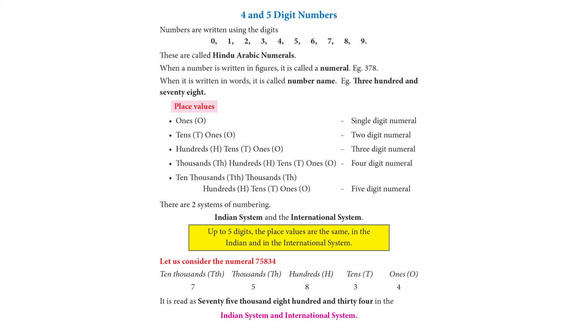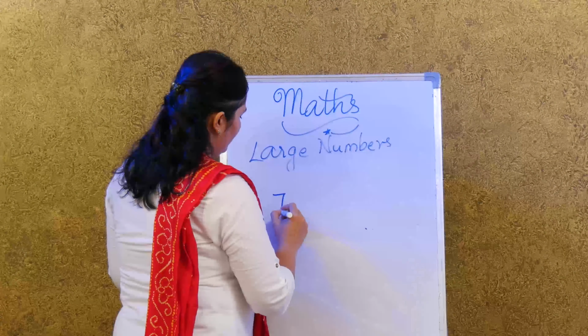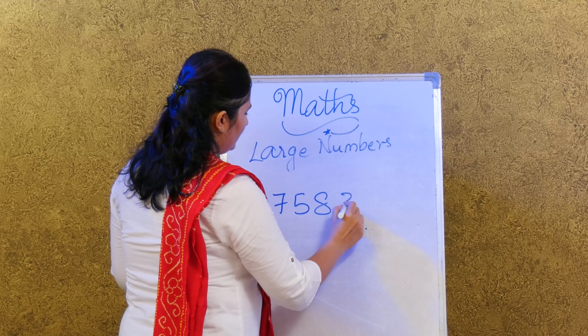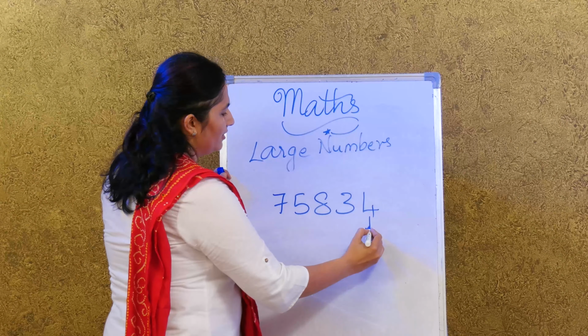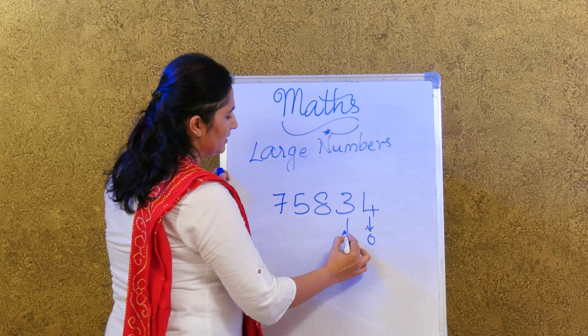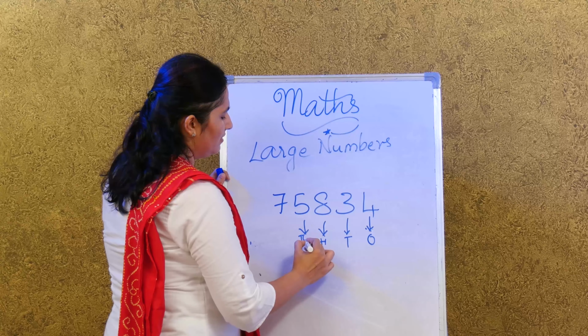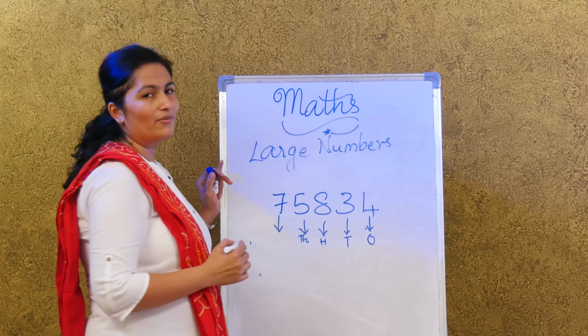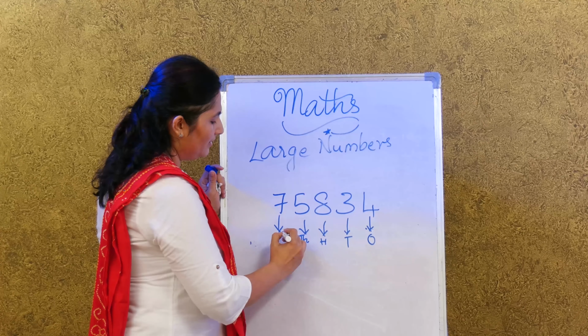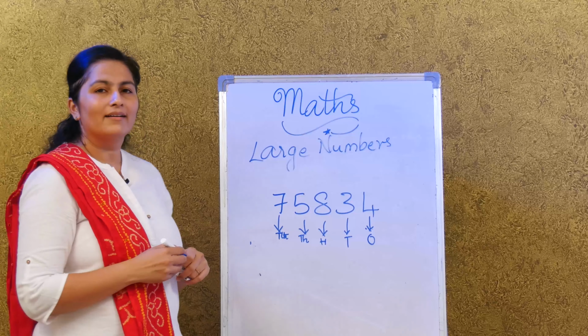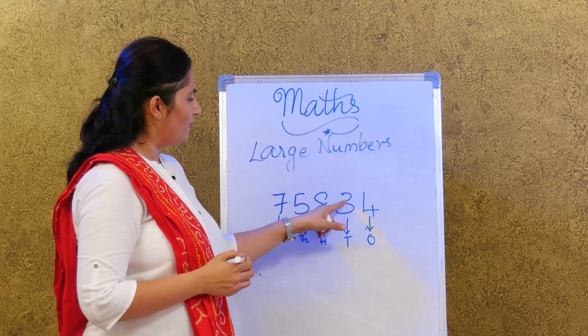Okay, now let's go on and see a number, 75834. So, how do we write 75834? According to what we learned, in the place value house, this is ones, this is tens, this is hundreds, this is thousands. Wow, we have already reached 10,000s. That is 5 digits: 1, 2, 3, 4, 5.